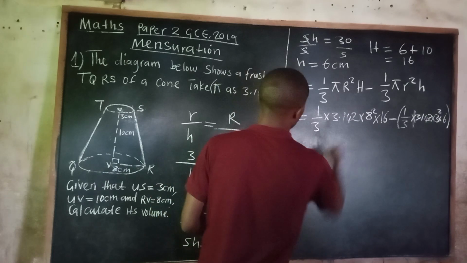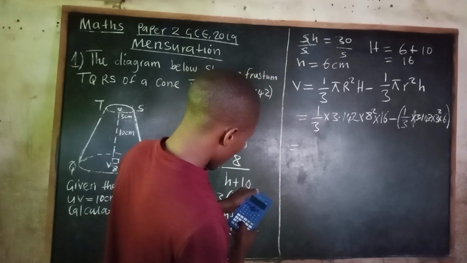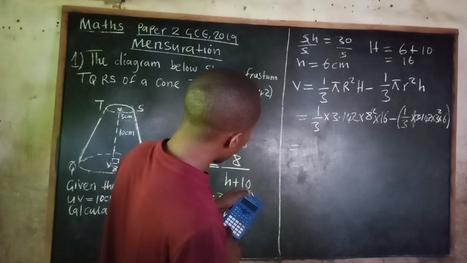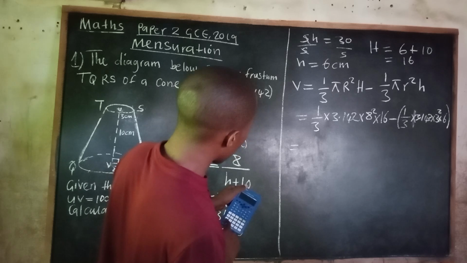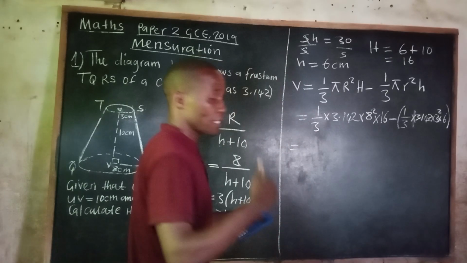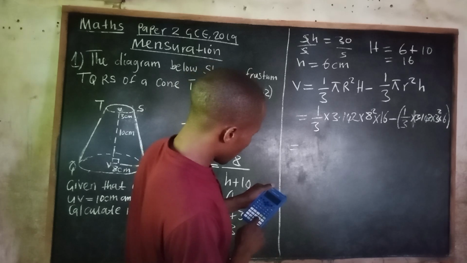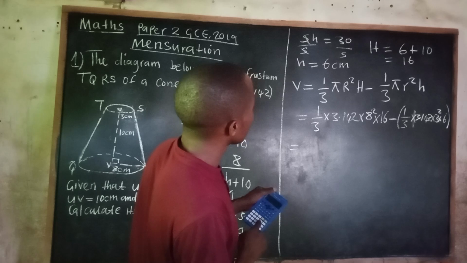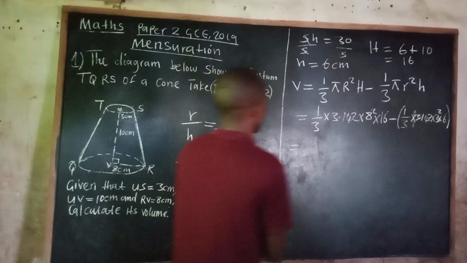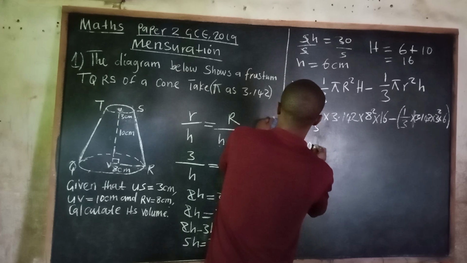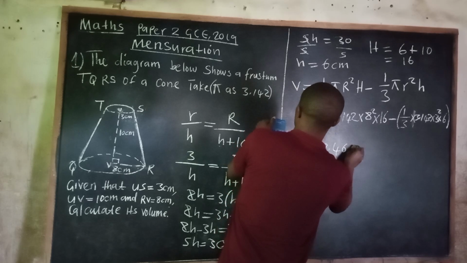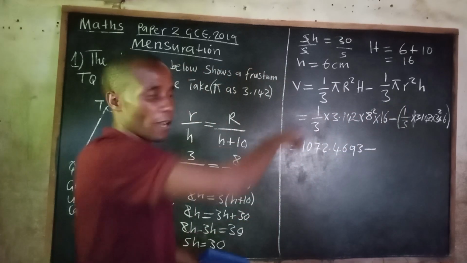First of all, we are going to calculate the first one, which is 1/3 times 3.142, that is for pi, then times 8 squared, which is 64, that is 8 times 8, then times h, which is 16. The answer is 1072.4693.